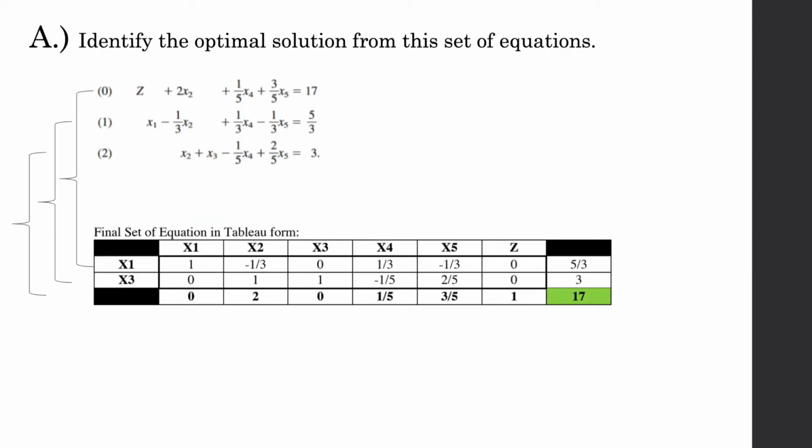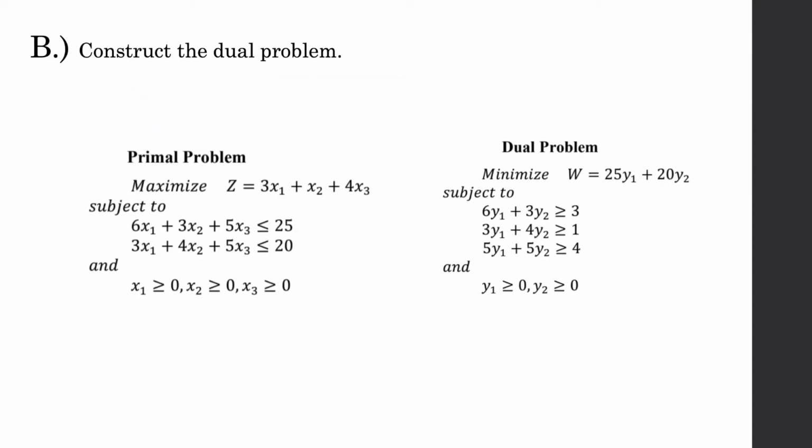So for part A of this problem, we're given the optimal solution and the final set of equations that represent this optimal solution. And at first it's hard to interpret. However, we decided to put it in tableau form to be able to easily interpret the results. And then we found that x1 is equal to 5/3, x3 is equal to 3, and this gives us a z value of 17.